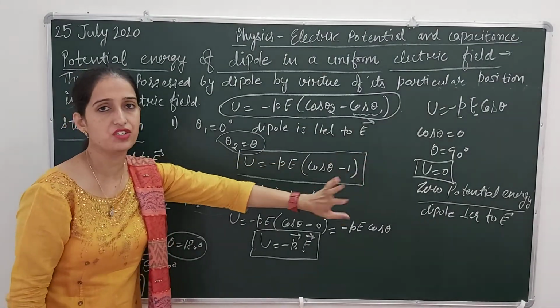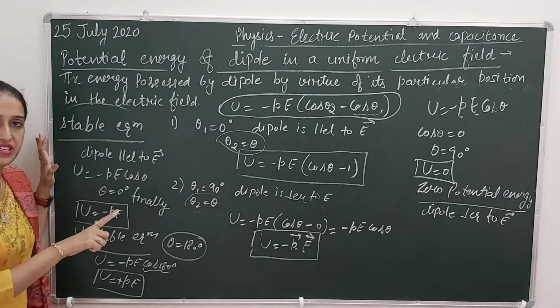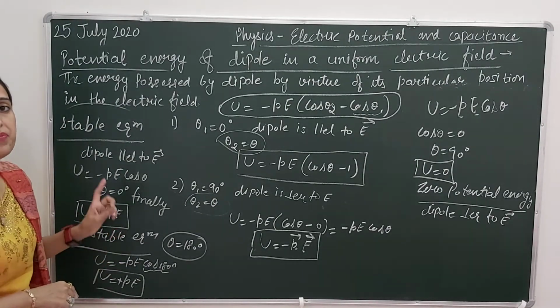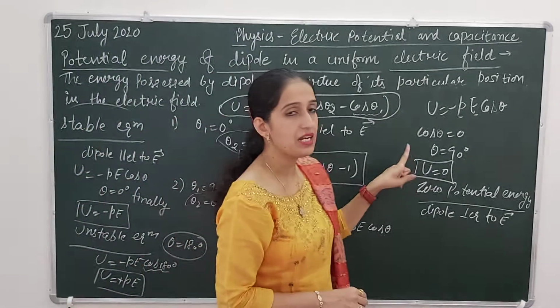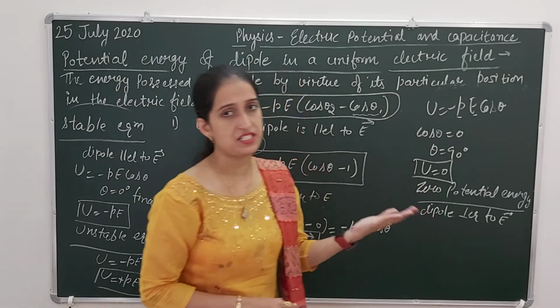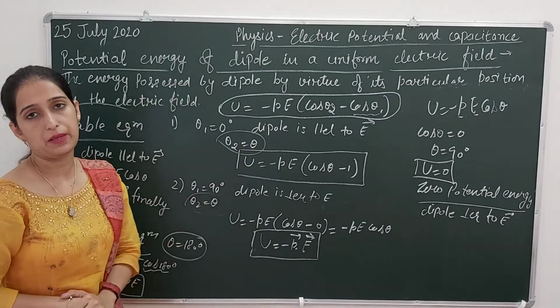By this expression, we have found the conditions of stable equilibrium, unstable equilibrium and zero potential energy. Stable equilibrium when the dipole is parallel to the electric field, unstable equilibrium when the dipole is anti-parallel to the electric field, and potential energy is 0 when the electric field is perpendicular to the dipole moment.